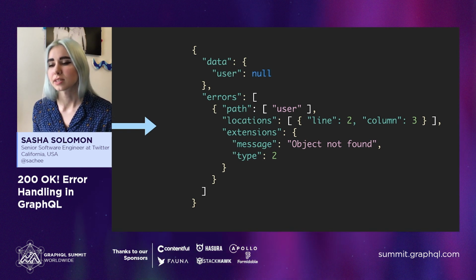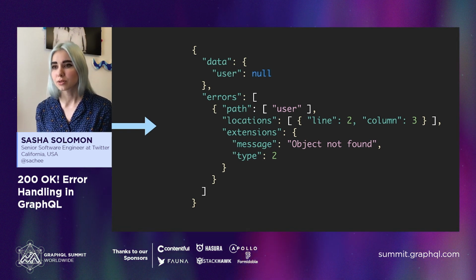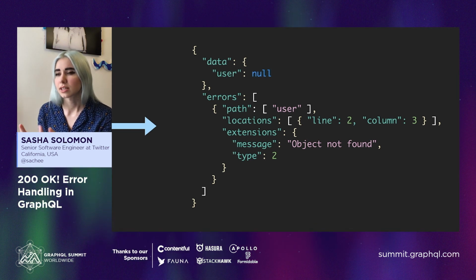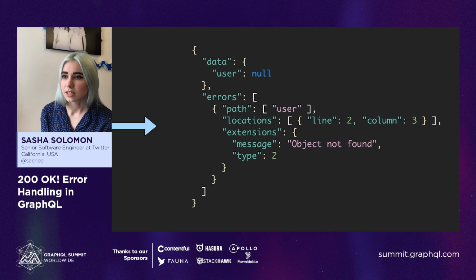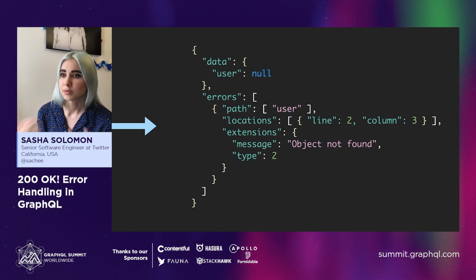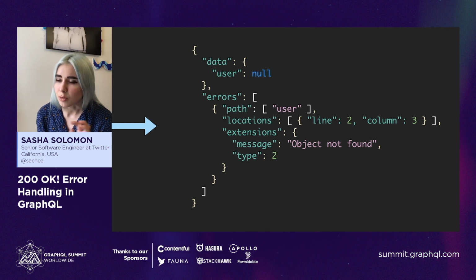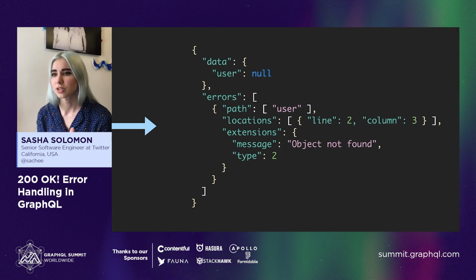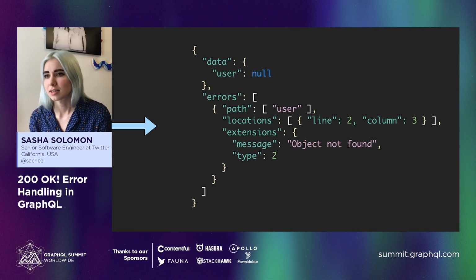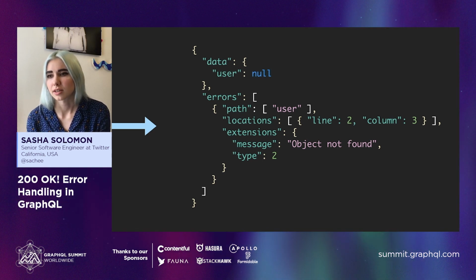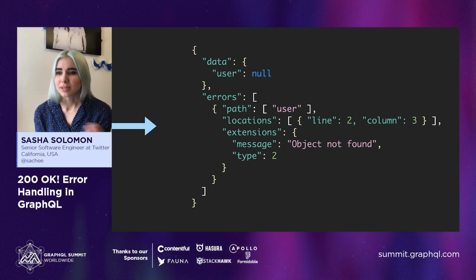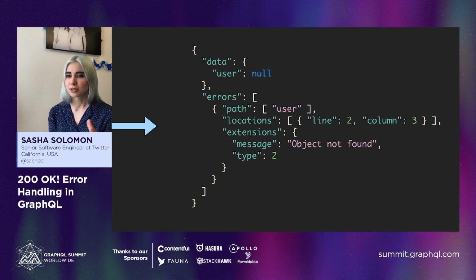If we look at this, we can see path, and in there we see user. So I guess something happened with the user. Then locations is trying to tell us exactly where this error occurred in the query: line 2, column 3. And then we have some stuff in extensions that tells us a little bit more about what's going on. We have a message there, object not found. That's not super useful. And the type of this error is 2. So what exactly happened? We actually don't really know what went wrong.